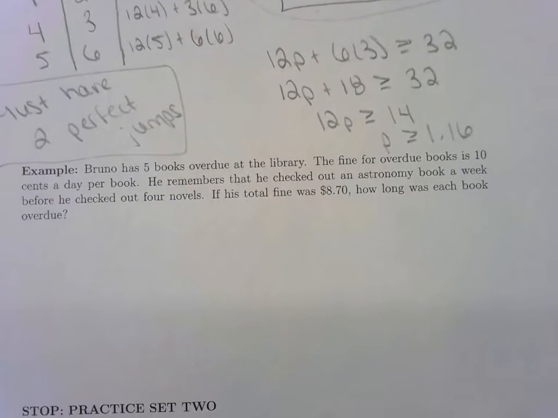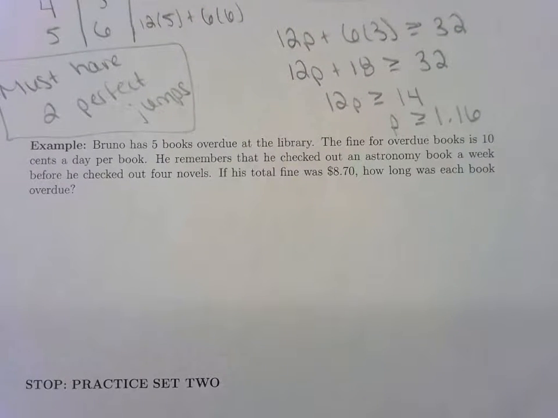Okay, and then the last one, so this is bottom of page 29. It says Bruno has 5 books overdue at the library. The fine for overdue books is 10 cents a day per book. He remembers that he checked out an astronomy book a week before he checked out 4 novels. If his total fine was $8.70, how long was each book overdue?